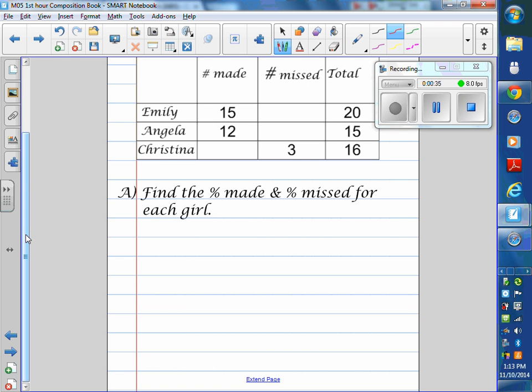Alex, you ready to listen? Okay. So if we did a ratio table for Emily, you could do number of shots made, right, to number of shots. What was in your table? 15. Total? Oh. So you did the number of shots total is what I'm asking you? Or did you do made, missed? What did you put in your table?